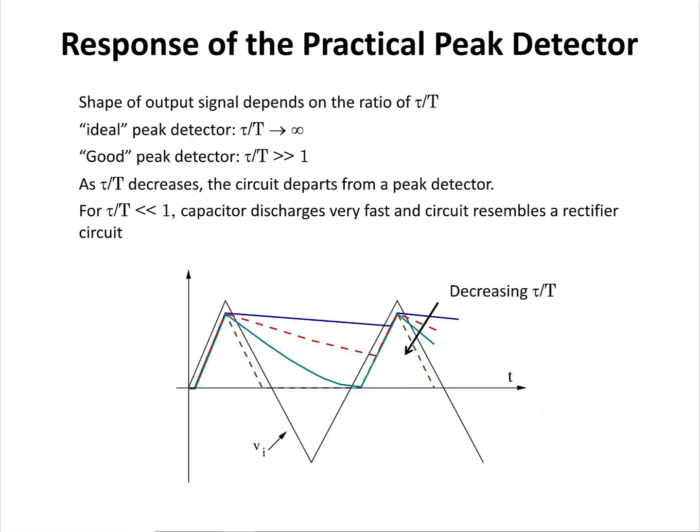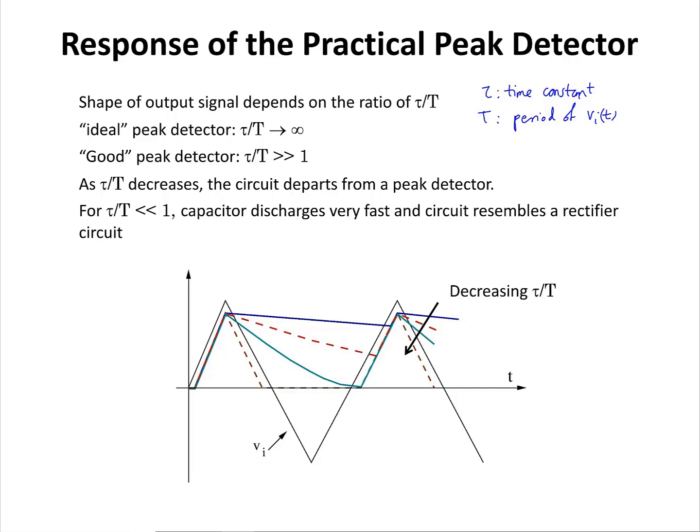The shape of the output signal in a peak detector circuit depends on the ratio of its time constant to the period of the input signal. So tau is the time constant of the peak detector circuit, and T is the period of the input signal. In an ideal peak detector circuit, the value of the resistor in parallel with the capacitor is infinity.